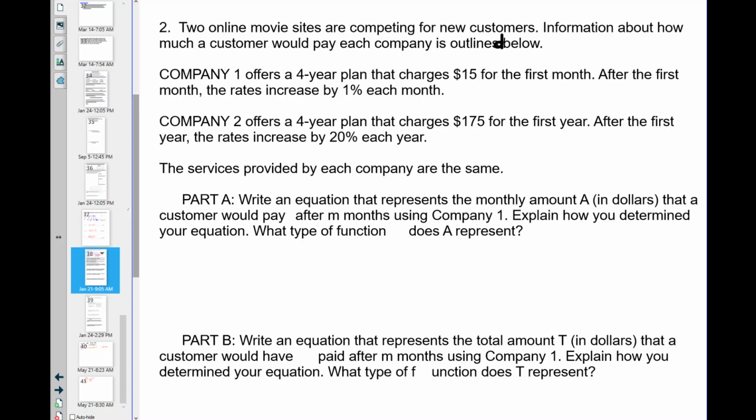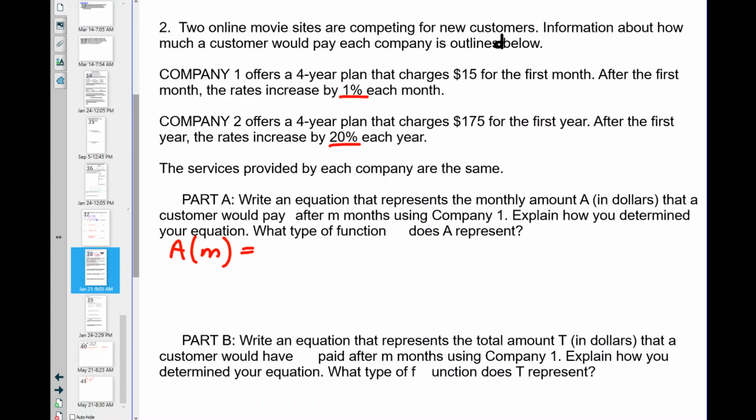So let's write an equation that represents the monthly amount A in dollars that a customer would pay after M months for company 1. And then say what type of function is represented there. Anytime that you're going up by a percent, what type of function is that going to be when you're increasing by a percent? Exponential, yeah. It's going to be an exponential function.